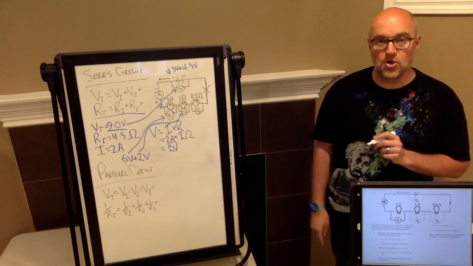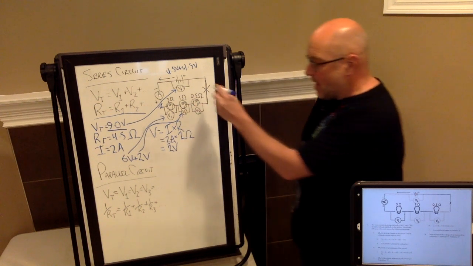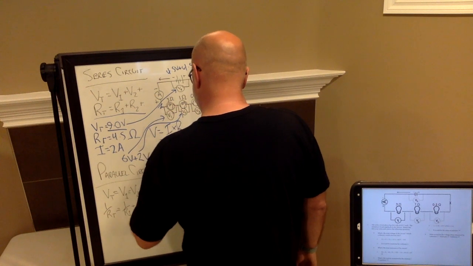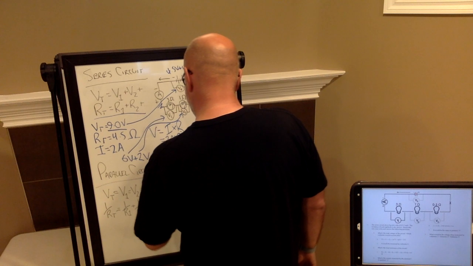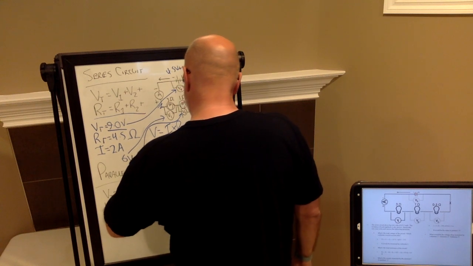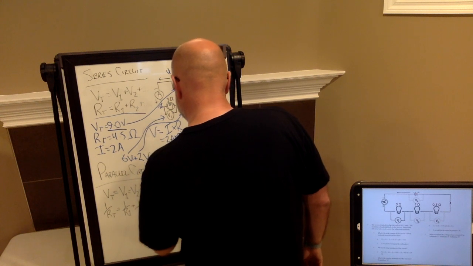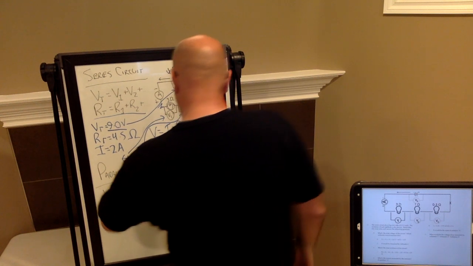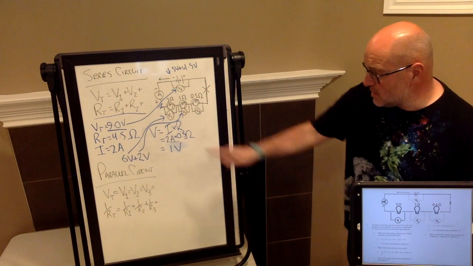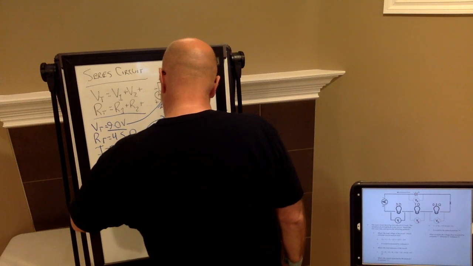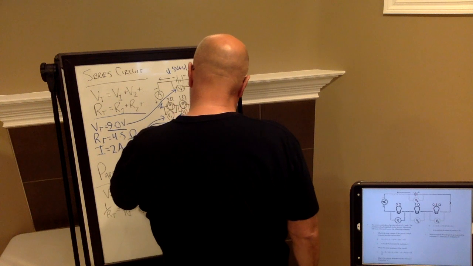1 ohm times 2 amps is going to give me 2 volts. And then my last one is going to be 2 amps times 0.5 ohms, which is going to give me 1 volt. 2 times 0.5 is going to give me 1. So let me add that in there. That's going to be that one.